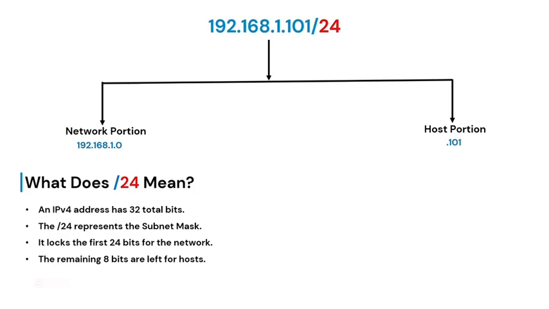So, how do devices know where the network portion ends and the host portion begins? They look at the prefix length, also known as the CIDR notation. For example, take the address 192.168.1.101 with a /24. Out of the 32 total bits in the address, the /24 tells us that the first 24 bits are firmly locked for the network portion. The remaining 8 bits are left wide open for assigning unique host addresses.